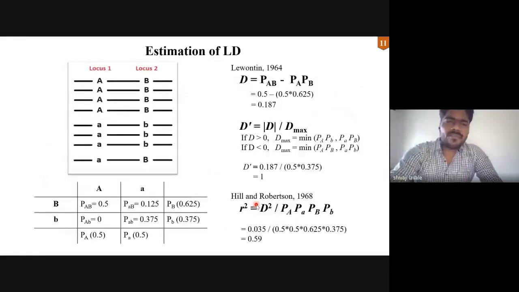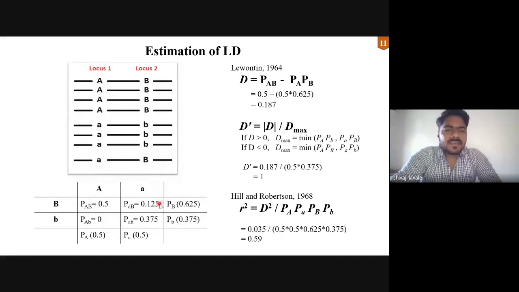So if we have two loci, how do we estimate whether there is linkage disequilibrium between them or not? Let's see an example. We have locus 1 and locus 2. Out of 8 individuals, 4 are carrying capital A, capital B. These are different alleles: capital A, small a, and capital B, small b. 3 individuals are carrying small a, small b, and 1 individual is carrying small a, capital B.